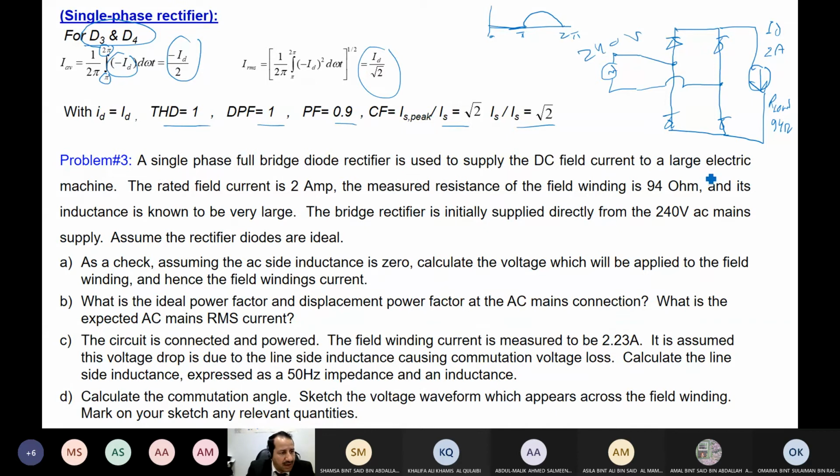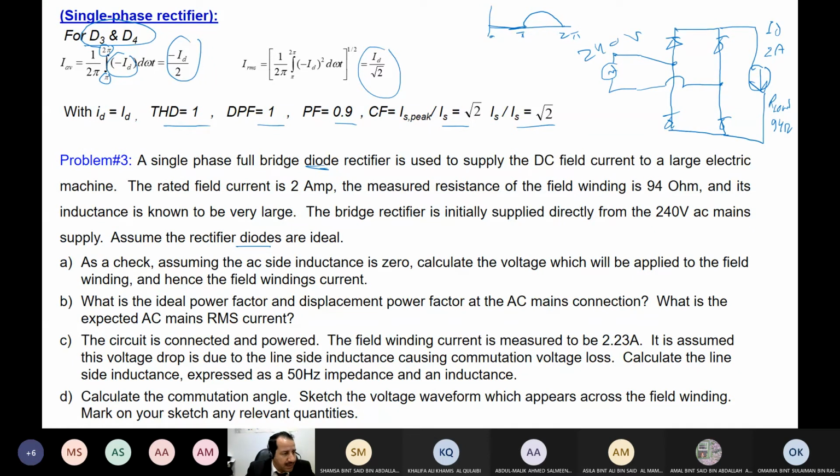Assume the rectifier diodes are ideal. He told me diode in the beginning, and here also, they are ideal diodes. What's the meaning of ideal diode? No drop across the diode. We don't consider the drop across the diode. In a real system, when we design it in the lab, we need to consider it because there is drop there, there are losses there. But here, for simplification, he assumed it's ideal.